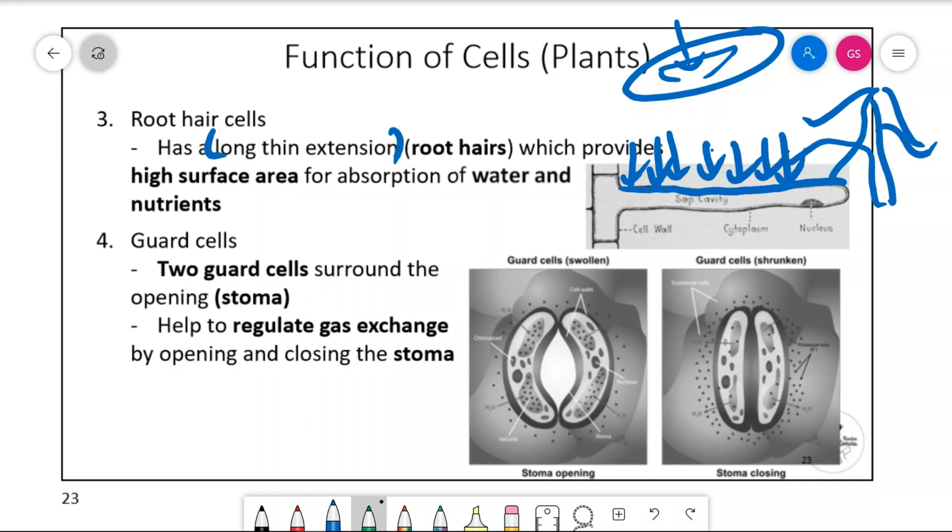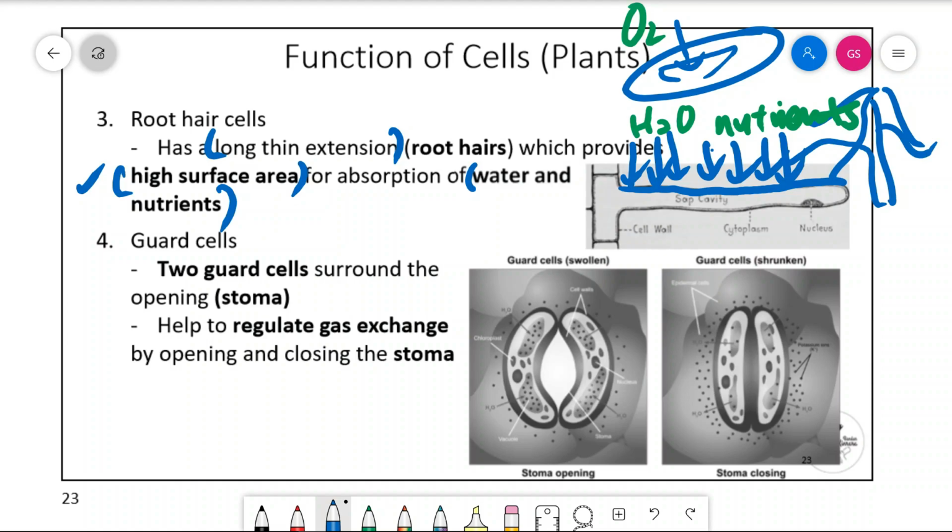But now what does the root hair cell want? We want the water. We want the nutrients to go into the roots. That is where the plant obtains the water from. That is why it must have a high surface area, number one. It must obtain the water and the nutrients by absorbing them into the cell.